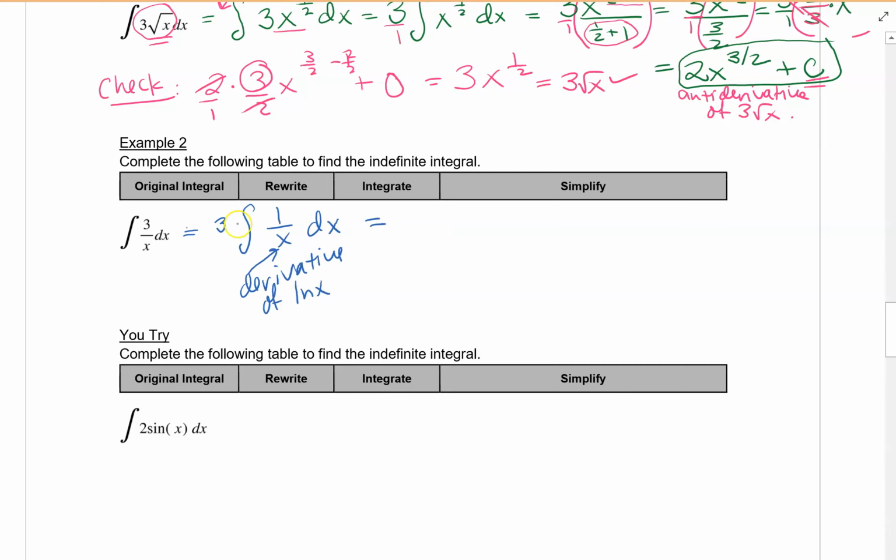So then this is just 3 times that. So this will be 3 times ln of the absolute value of x plus c. And that is my antiderivative of 3/x because it was to the first power in the denominator. That's a derivative of natural log of x. Why don't you try this one here?